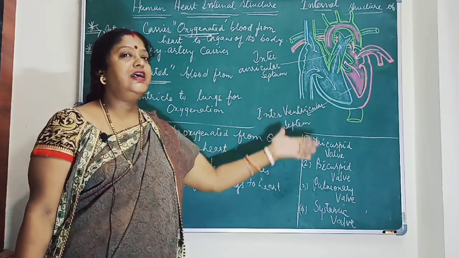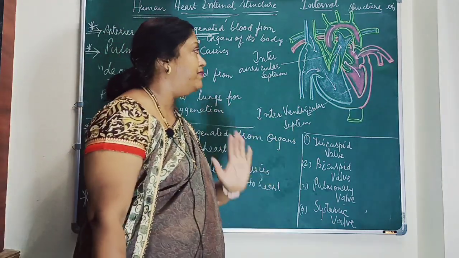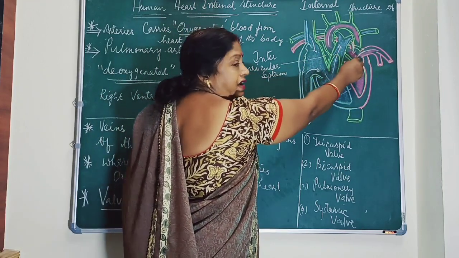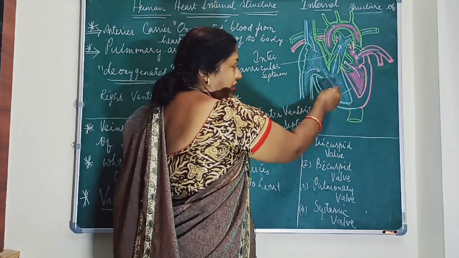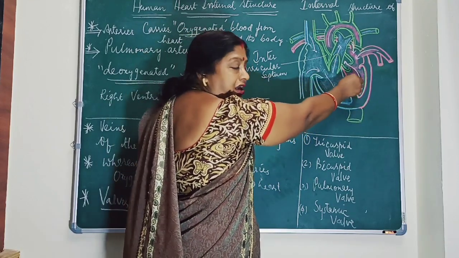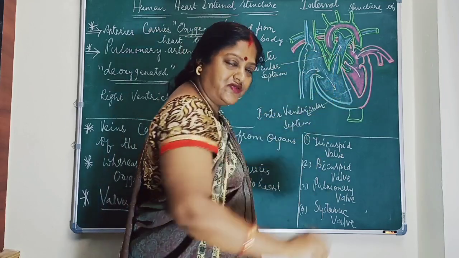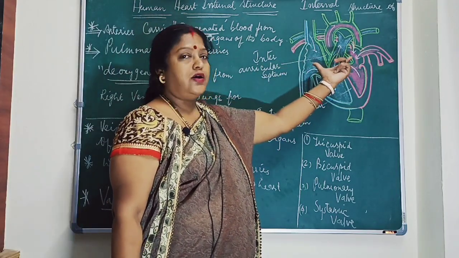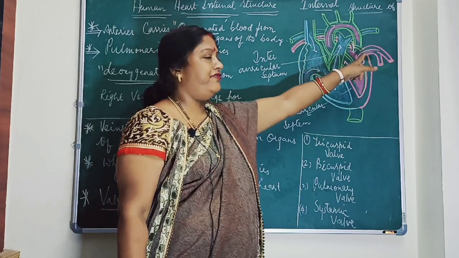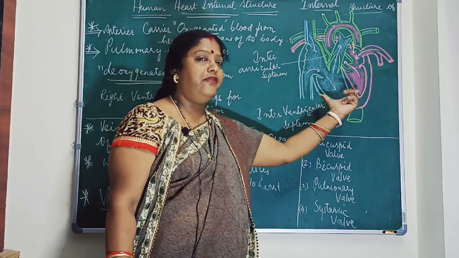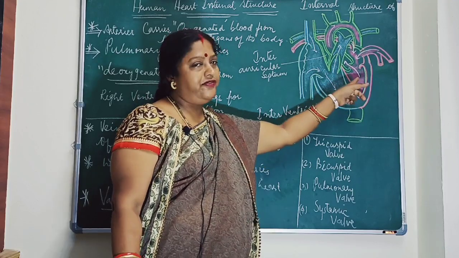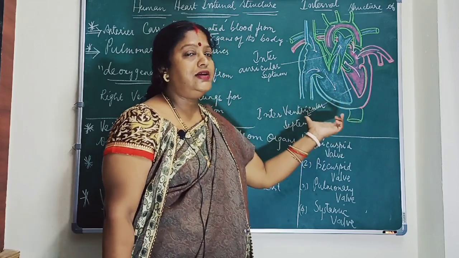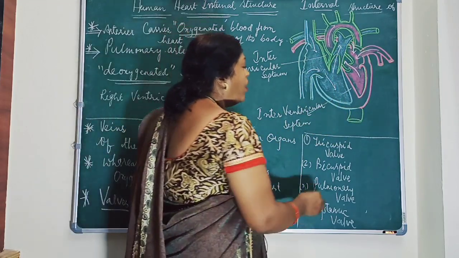Here we can see that internally the heart is divided into 4 chambers: the right auricle or right atrium, the left auricle or left atrium, the right ventricle and the left ventricle. All these 4 chambers are specific in their function. Understood, children? The upper 2 chambers are called auricles or atria, and the lower 2 chambers are called ventricles. These chambers are separated from each other by a wall called septum.